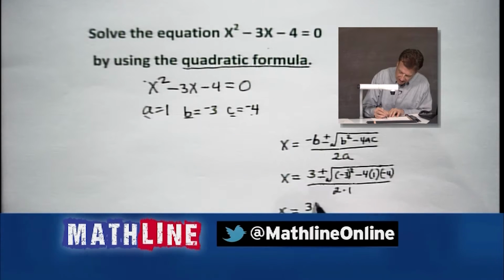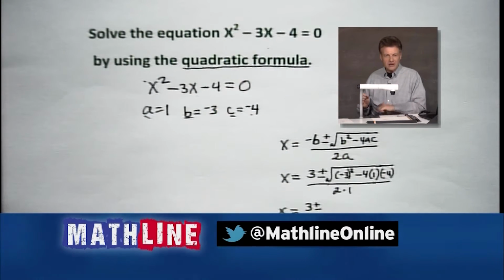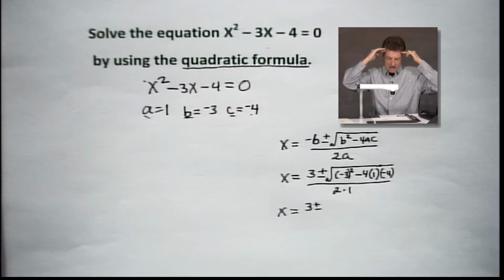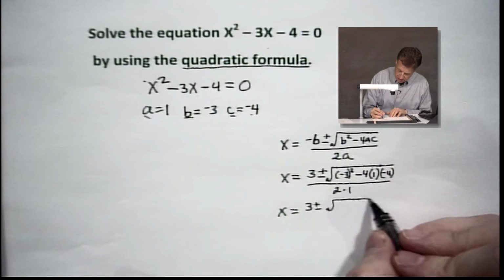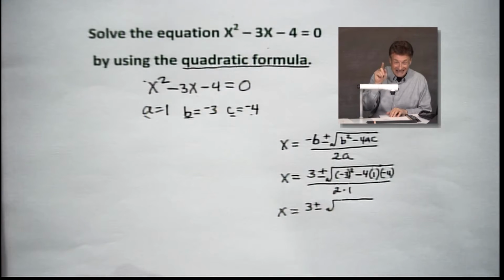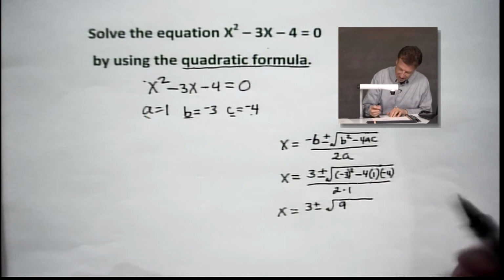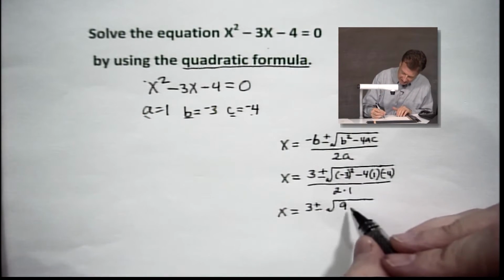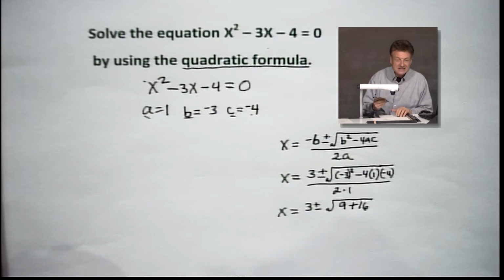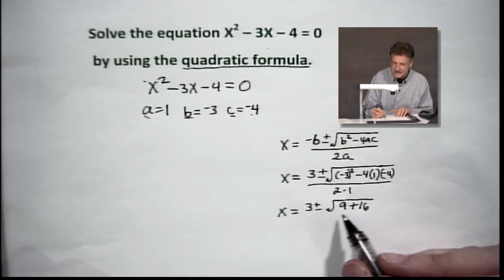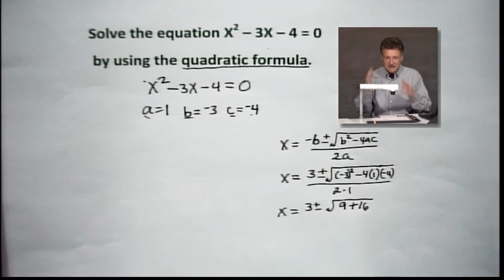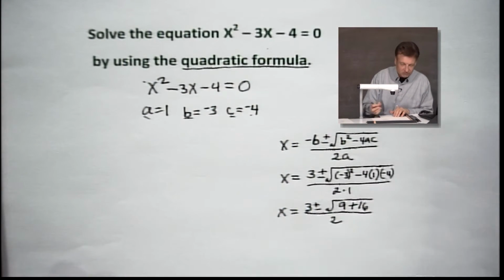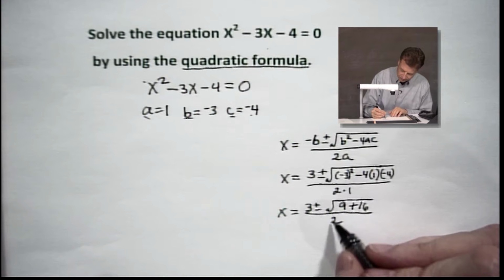We got 3 hanging on. Don't do anything to it yet. Let's work inside that radical. Negative 3 squared. I get a positive 9, right? Put a positive 9 down there. I have negative 4 times 1 times negative 4. That's going to give me 16. And it's a plus 16, right? Because negative times a negative, you go positive. Be careful with your numbers. Over 2. 2 times 1 hasn't changed. It's still going to be 2.